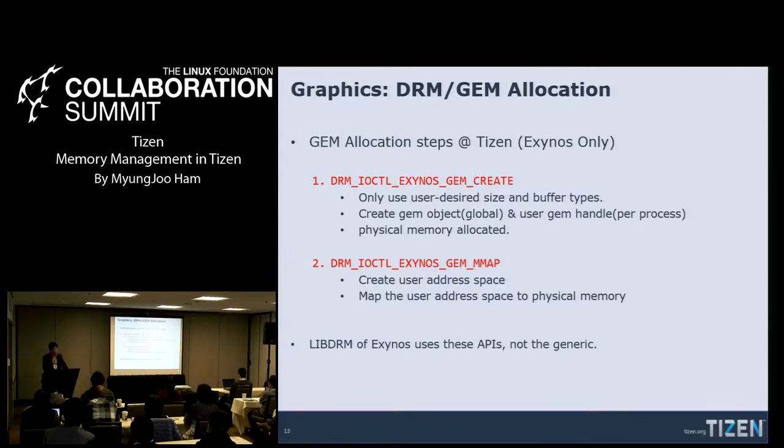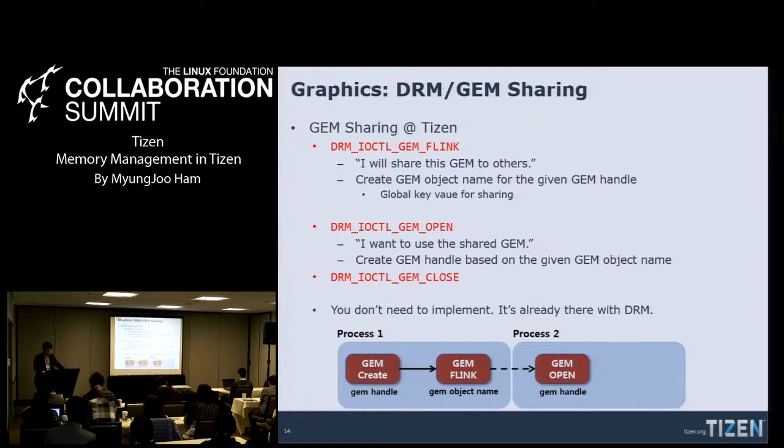And if you are adapting to your own SoC, we actually recommend this kind of technique if we are using ARM SoCs. When you are sharing buffers that were made by GEM, these are the steps to share buffers between GEM devices. This GEM flink will create a shared buffer for other devices or other processes. And then GEM open and close is done by other clients, or those who want to share a buffer that was made by another process.